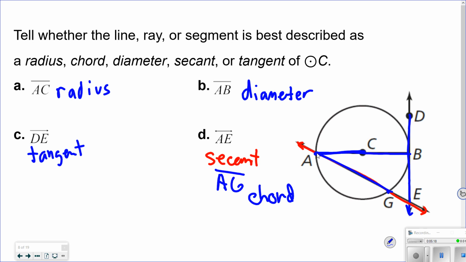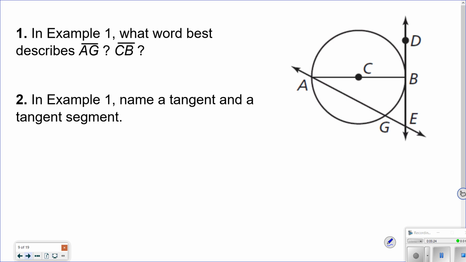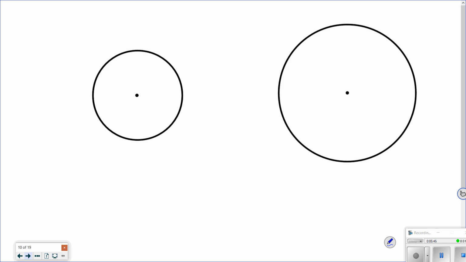I think the radius and diameter, of course, you guys have seen a lot before, but know what a tangent is, a secant is, and a chord is. So I kind of got ahead of myself. This is asking what that's described as AG. We just did that. So from A to G, we would say that's a chord. And then CB, so we're going from there to there. That would be a radius, right? Okay. We're going to move past that.